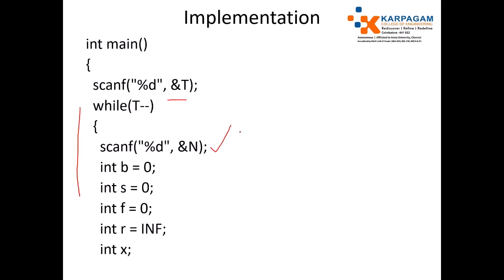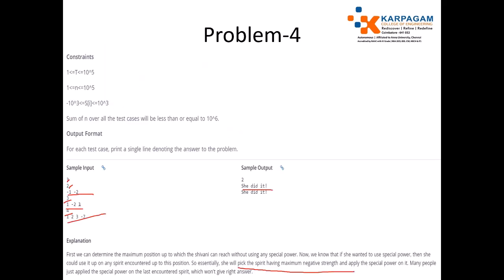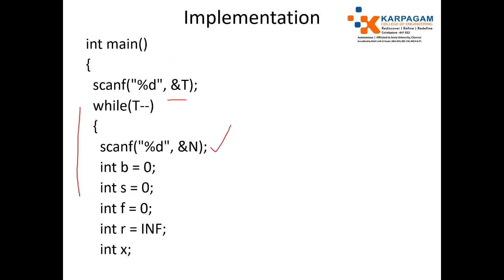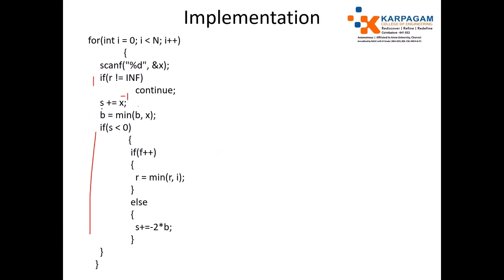If the input is not a negative value, for example 1, minus 2, 3, then for the first iteration you find the minimum among b and s. The b value is already 0 and the s value is 1, so the minimum b equal to 0. Then we check whether s is less than 0. If it is not less than 0, we can continue, and this condition never works.